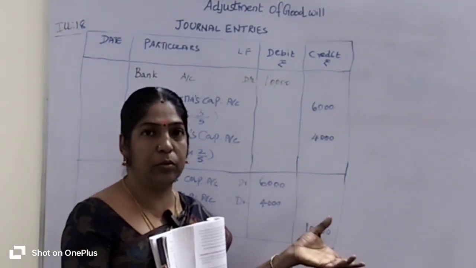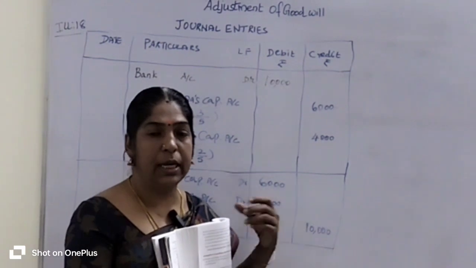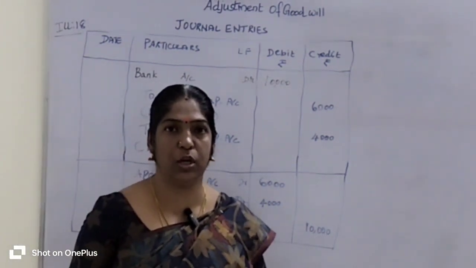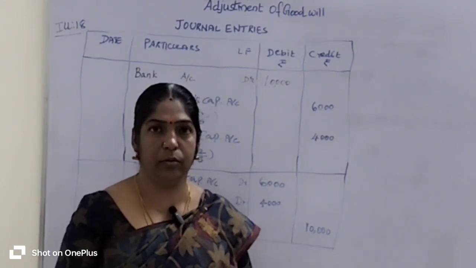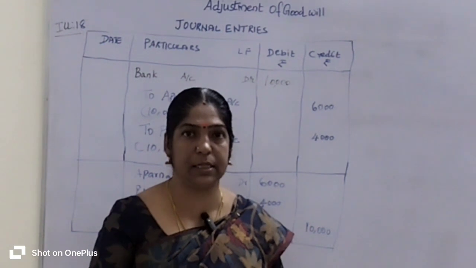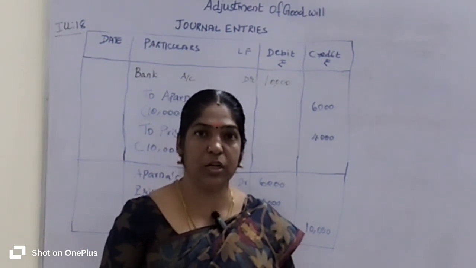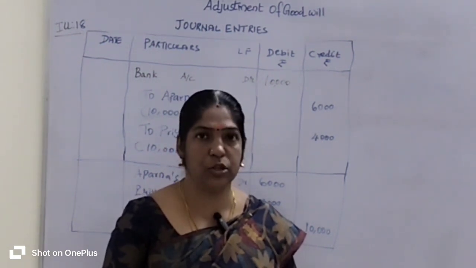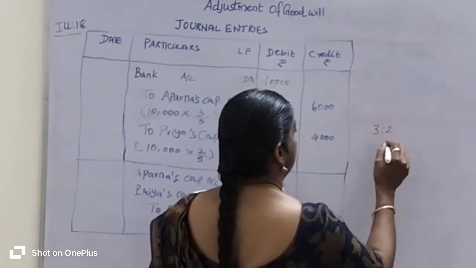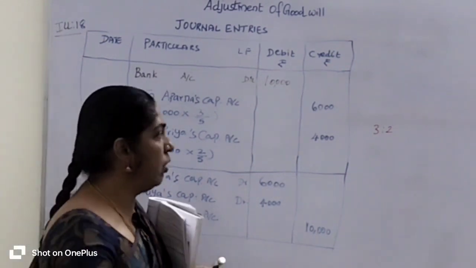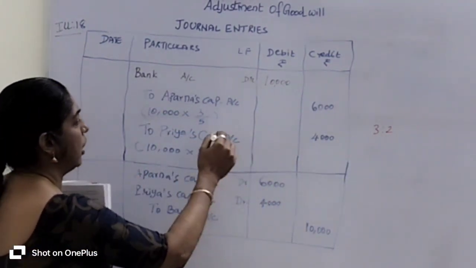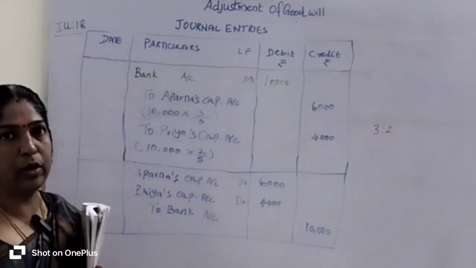How can we distribute the goodwill amount of 10,000 rupees? In the sacrificing ratio. The sacrificing ratio is not mentioned in the question. So how can we calculate the goodwill? We are taking the old profit sharing ratio as the sacrificing ratio. What is the old profit sharing ratio? 3:2. So 3:2 we are going to assume as the sacrificing ratio. So 3 for Aparna and 2 for Priya. The sum of the ratio, 5, you are going to enter into the denominator.